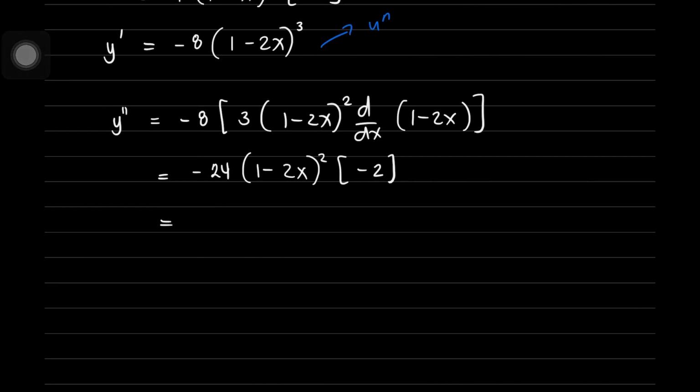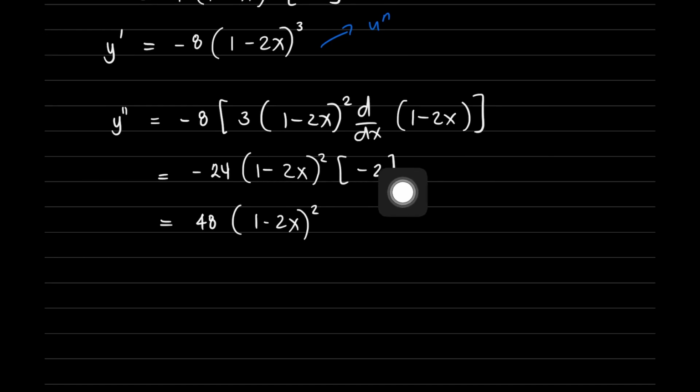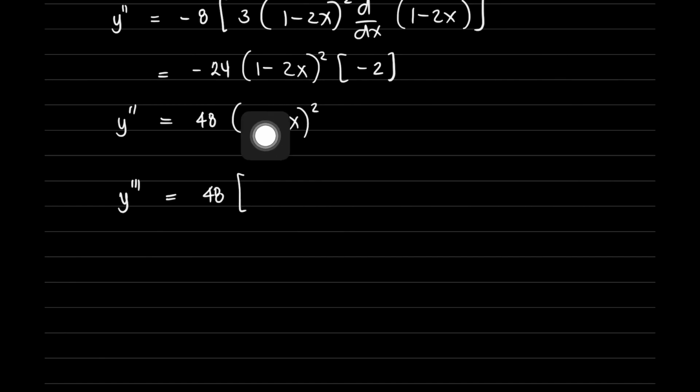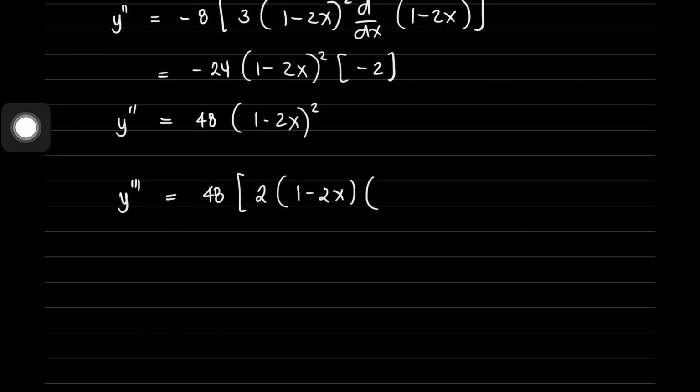All right, so this is now equal to positive 48 multiplied by 1 minus 2x raised to 2. All right, because negative 24 times negative 2 is positive 48. This is now the second derivative. For the third derivative, this is now equal to 48 multiplied by the derivative of this one. So the derivative of 1 minus 2x raised to 2 is 2 multiplied by 1 minus 2x raised to 1, because 2 minus 1 is equal to 1, times the derivative, right? So the derivative of 1 minus 2x is negative 2.